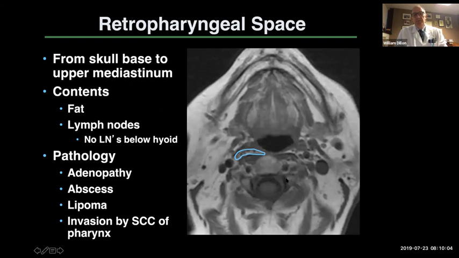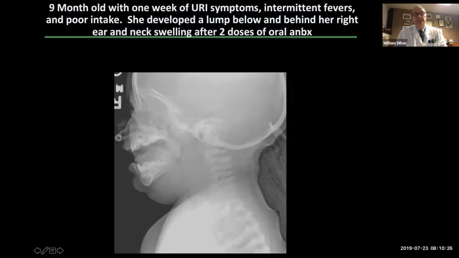Okay, the retropharyngeal space. This is a potential space from the skull base to the upper mediastinum. It contains fat and some lymph nodes, not usually below the hyoid bone, and one can therefore see adenopathy, most commonly abscesses from tonsillitis, a lipoma rarely, and occasionally invasion by squamous carcinoma.